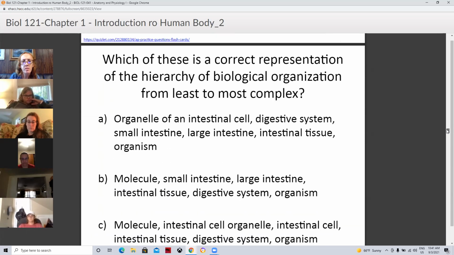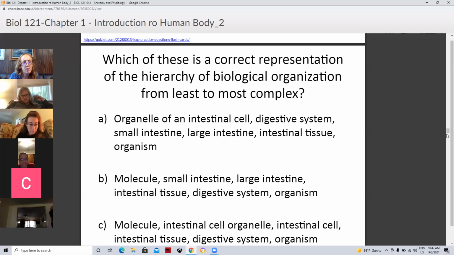Which of these is the correct representation of the hierarchy of biological complexity from least to most complex? Which one, A, B, or C? Would it be C? I think it would be C. So molecule, intestinal cell organelle, intestinal cell, intestinal tissue, digestive system, and organism.